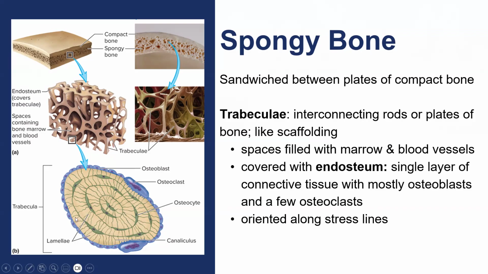All right, so we still have this lamellae word. It still kind of organizes into these rings. So our mature osteocytes are on the interior in their lacunae. We have mostly osteoblasts around the exterior. And so that exterior would be our endosteum. So covered with the endosteum. And then we have a couple of osteoclasts. So this whole structure here is one trabecula. And so we have many trabeculae, that's plural, that make up our spongy bone.